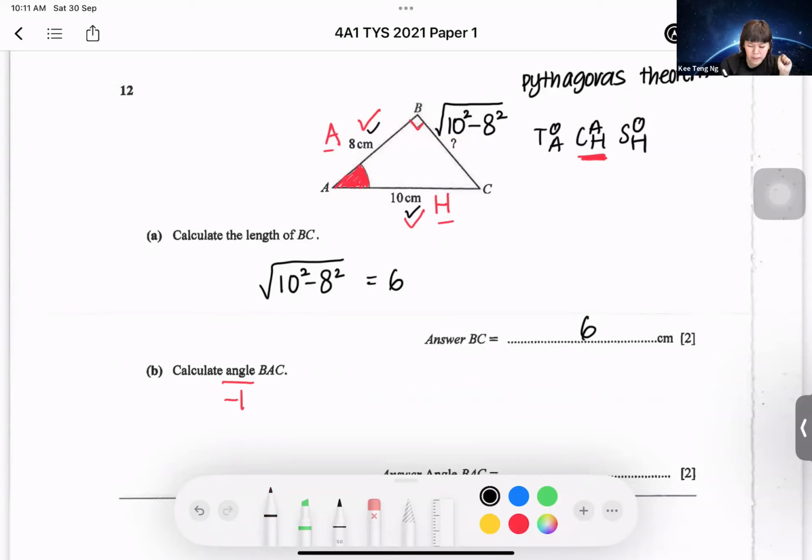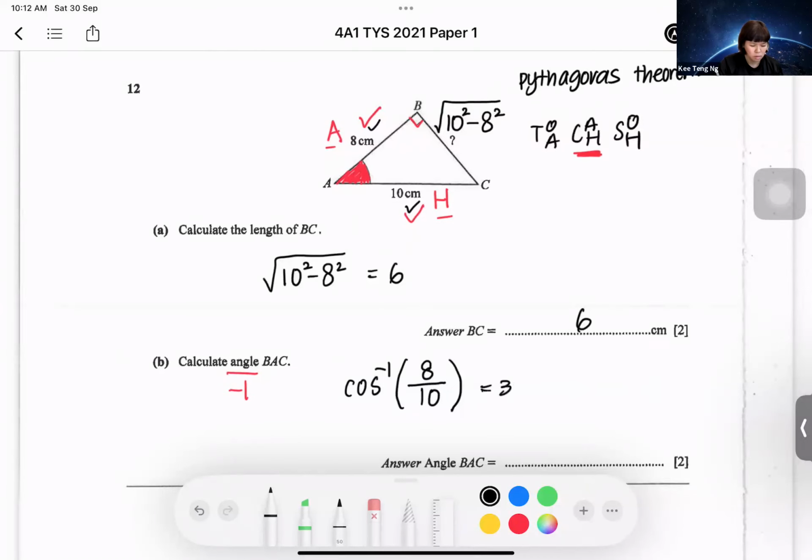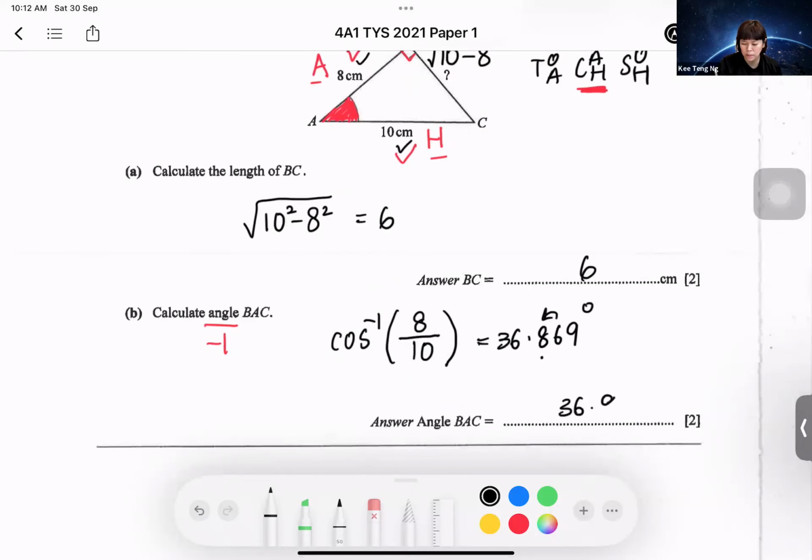So we'll do directly the angle, cosine inverse, no more equal sign, bracket, straight away, adjacent over hypotenuse. A over H. So the A is 8, hypotenuse is 10. So press shift cosine 8 over 10. Close your bracket. 36.8698 something something, but we only want one decimal place, so we round up. This one becomes 36.9 degrees.